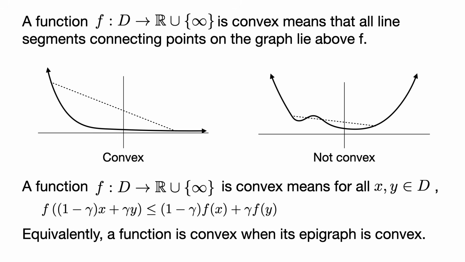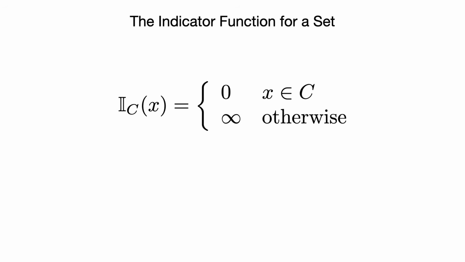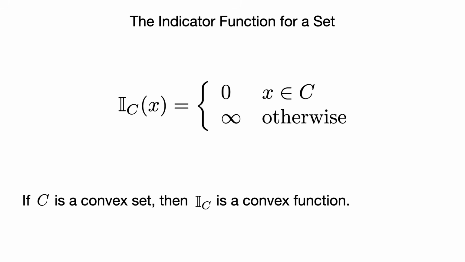This says in math what I said in words at the top of this slide. Equivalently, a function is convex when its epigraph is convex. Here's a particular function. It's a very important function for our purposes, and it takes the value of infinity. It's the indicator function for a set. So I sub C of x is equal to 0 when x is in the set C, and otherwise it equals infinity. If C is a convex set, then the indicator function of C is a convex function.